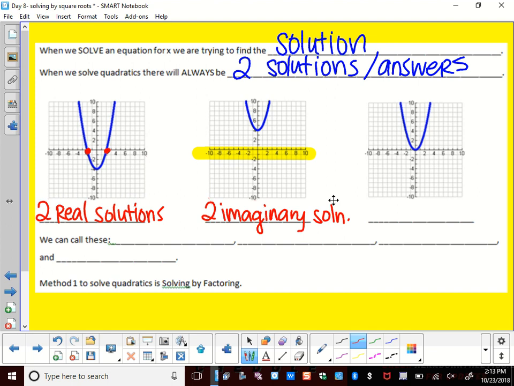My third picture, it looks like I'm only touching the x-axis one time, but last time I told you that whatever your highest exponent is, that's how many answers you have. These will always be x squared, so we always have two answers. It looks like it's just one, but it's really two, and that's called a double root.